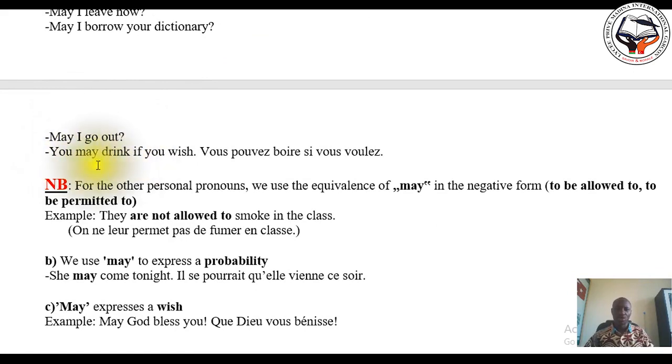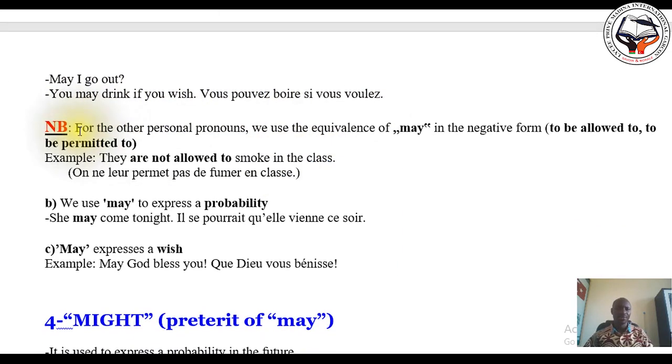You may drink if you wish. Vous pouvez boire si vous voulez. And for the other personal pronouns, we use the equivalence of may.